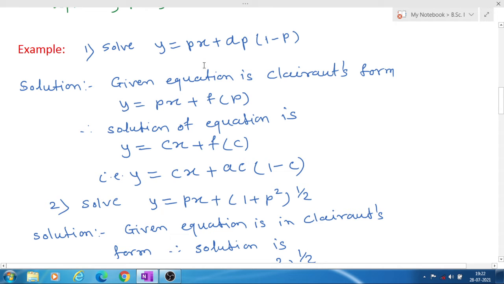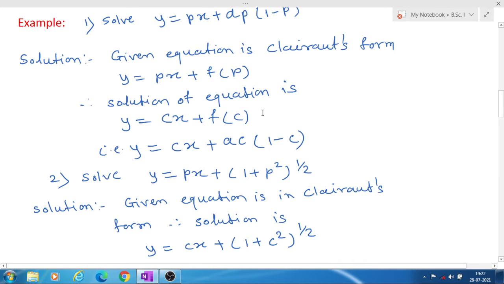Solve y is equal to px plus ap into bracket 1 minus p. So see, this is Clairaut's form, y is equal to px plus f of p. This is a function of p, ap into bracket 1 minus p. This is a function of p. Therefore, this is of the form y is equal to px plus f of p.